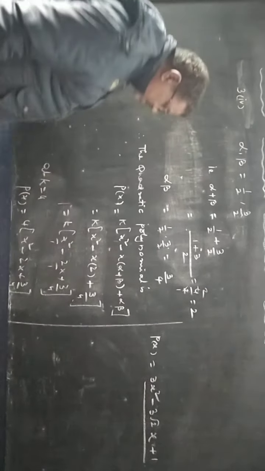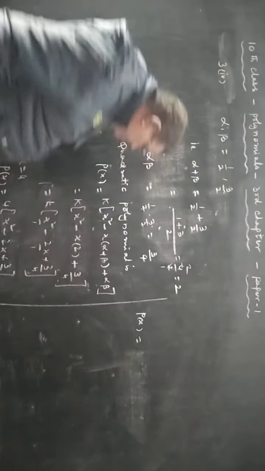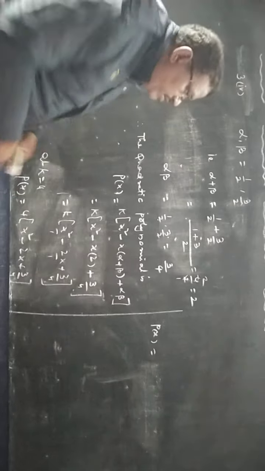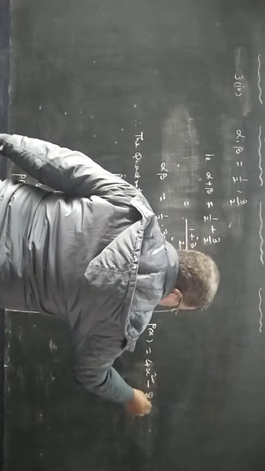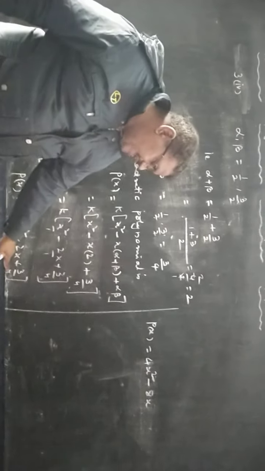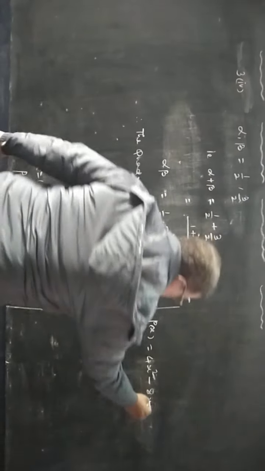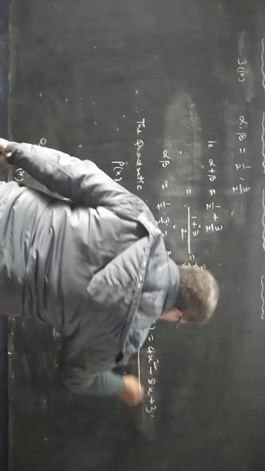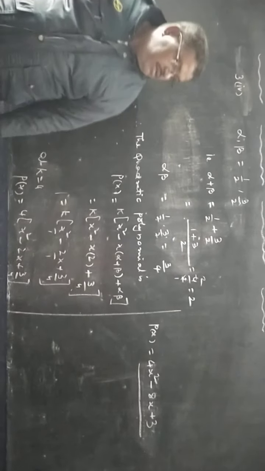So now multiply with 4, you get the P of x value. How much will come for us? 4 into x square, that is 4x square. 4 twos are 8, that is minus 8x. 4 into 3 by 4, 4 and 4 cancel. You get 3. Hence the P of x is equal to 4x square minus 8x plus 3.